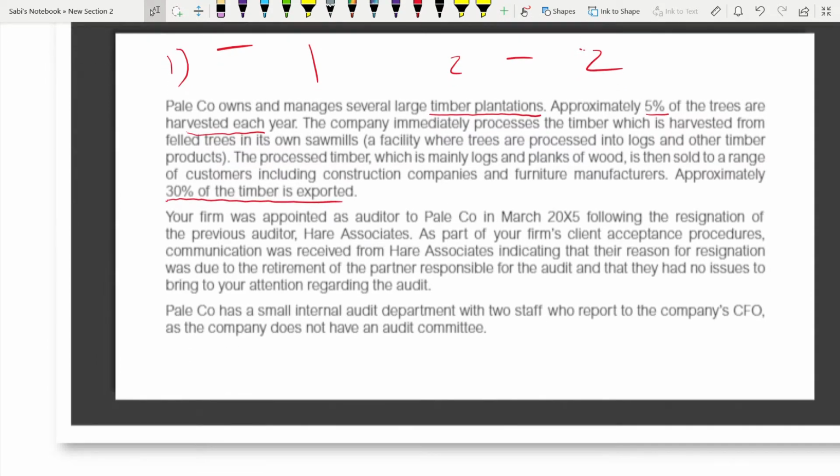Your firm was appointed as auditor to Pale in March 2005 following the resignation of the previous auditor, Hair Associates. Okay, so they have resigned. This is also very important. Why have they resigned? Were there any problems? All those things you have to consider when they resign. As part of your firm's client acceptance procedure, communication was received from Hair Associates indicating that their reason for resignation was the retirement of the partner responsible for the audit, and that they had no issues to bring to your attention regarding the audit. That means there was no issue regarding this resignation. Okay.